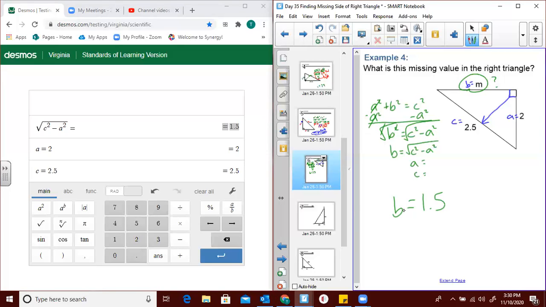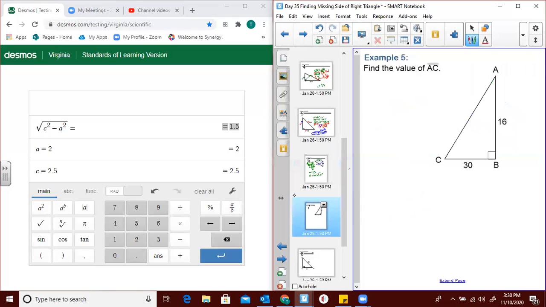Actually, this is M equals, because that's the variable we're looking for, but we called it B through the theorem. All right, so M equals 1.5. But I encourage you, go 2 squared plus 1.5 squared equals 2.5 squared. Test that out. If both sides equal each other, we're good to go. I'm telling you it is in fact correct.